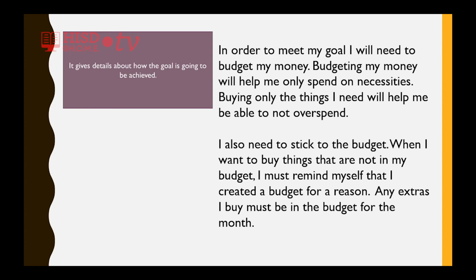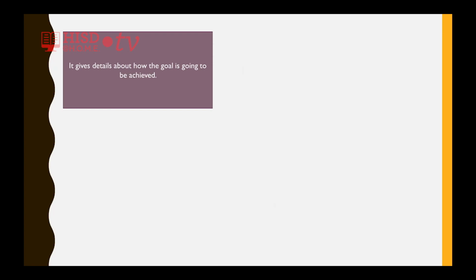Here, I gave my 2 ways that I am going to save money monthly. I'm going to create a budget, and I'm not going to steer away from that budget. So here in your body paragraph, you're going to give at least 2 ways that you're going to achieve this goal. Now you give it a try.